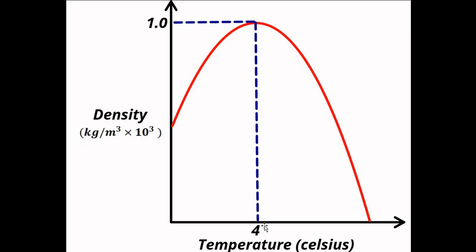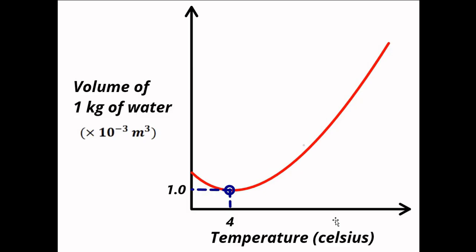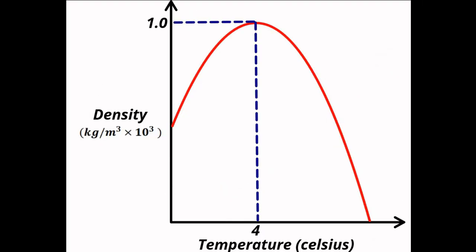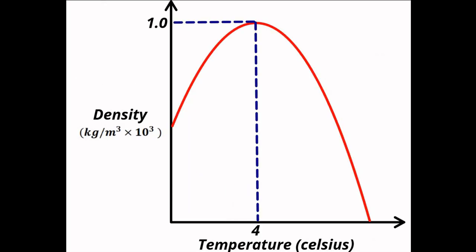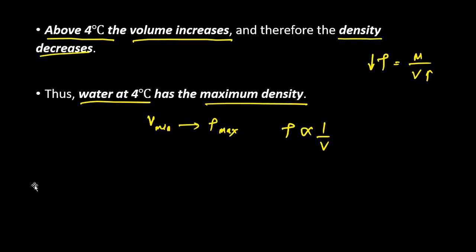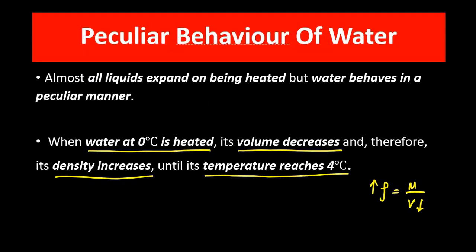This is the density versus temperature plot of water, and this is the volume versus temperature plot of water. 4 degrees Celsius is the important temperature here. This is the minimum volume, maximum density point. This is the anomalous thermal expansion of water, the peculiar behavior of water when it is heated.